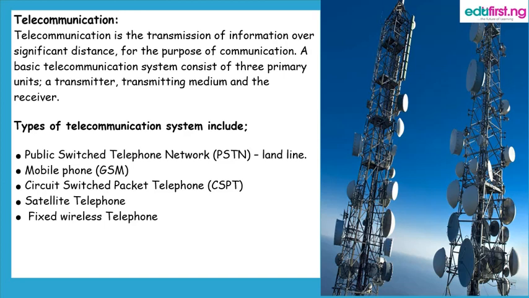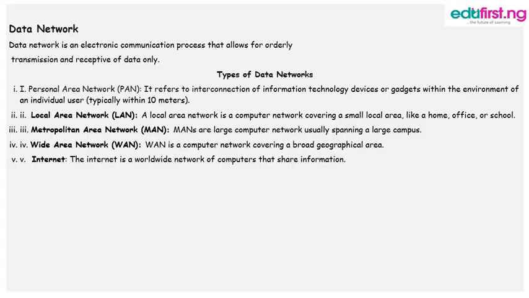So, types of telecommunication system include the PSTN, that is the public switched telephone network. We have the mobile phone, GSM, that is the global system for mobile. We have the circuit switch packet telephone, that is the CSPT. And we also have the satellite telephone and fixed wireless telephone. So let's go straight to the data network.